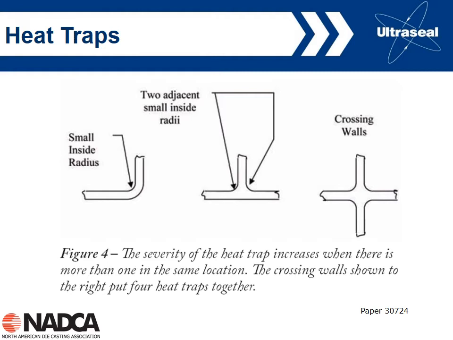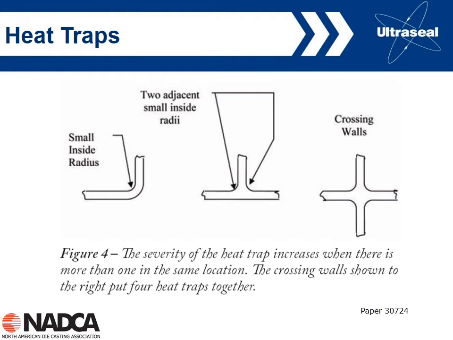We can not only get heat traps in the die, we can also get heat traps in the casting. We've got a thick section here where three faces are coming together. It's being fed by thinner walls, and so this thick area is going to take longer to remove the heat, and so it's going to solidify last, and so we have the potential for getting porosity in that area.